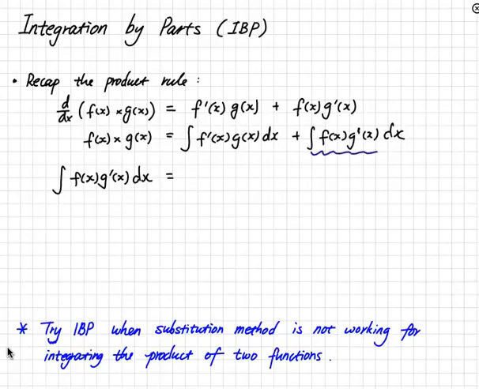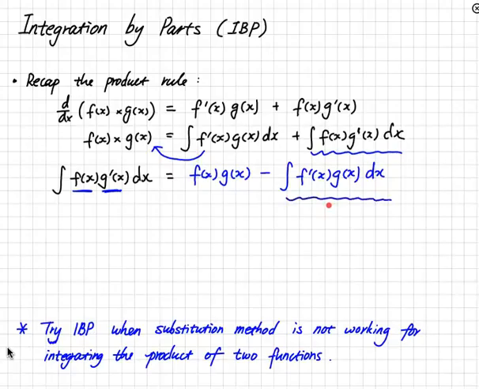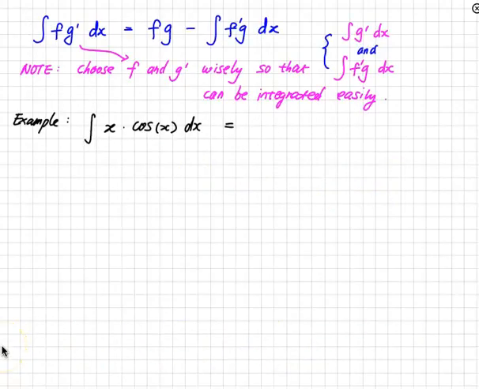We're going to leave this part on one side of the equation and everything else on the other side. So I'm technically moving this to this side, so that will give us f of x times g of x minus integration of f dash of x g of x dx. This is the formula for integration by parts. Now we just need to be careful with the selection of f of x and g dash, because we have to make sure that g dash can be easily integrated, as well as this part here needs to be easily integrated.